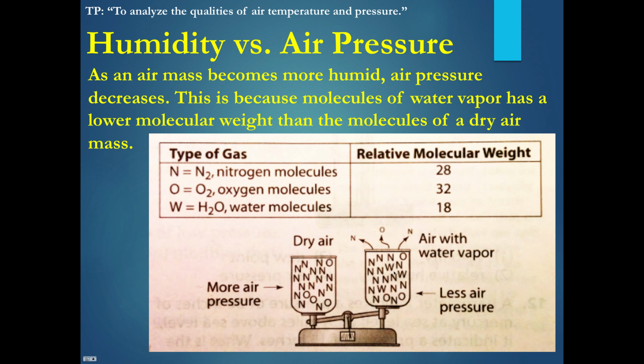However, if we add moisture to that same beaker, we must displace some nitrogen and oxygen. So if we add 3 more W's into this beaker, we must get rid of at least 2 N's for every 1 O. Because of this, water has a lower molecular weight than dry air. Right? Nitrogen and oxygen combined give you around 60, the relative molecular weight of dry air.